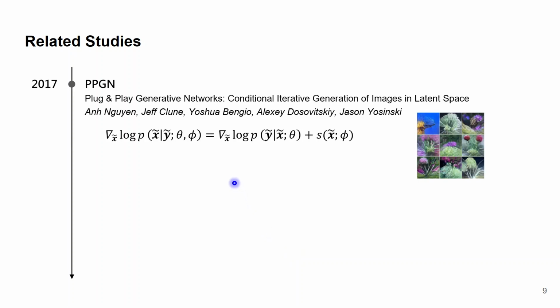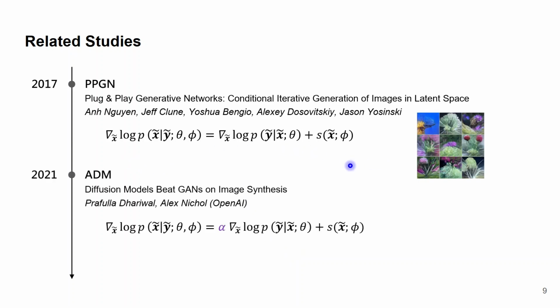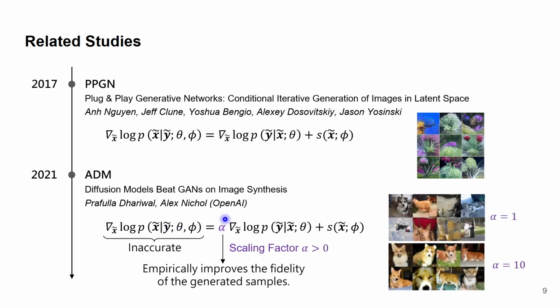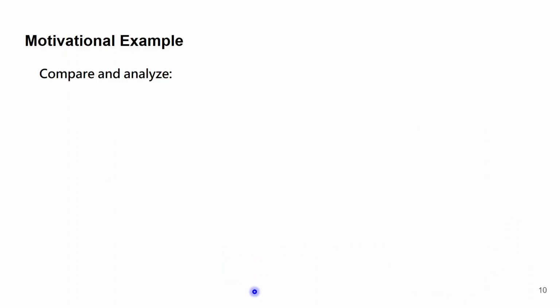And here are some related studies. The most famous one is PPGN. They applied this formula to a real-world dataset. Another one is a recent work from OpenAI, and they found that this term here is inaccurate in practice, so they add a scaling term to enhance the log gradient of the classifier to improve the fidelity of the generated samples.